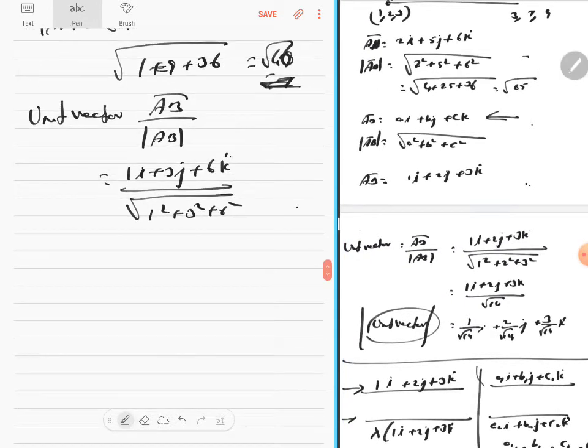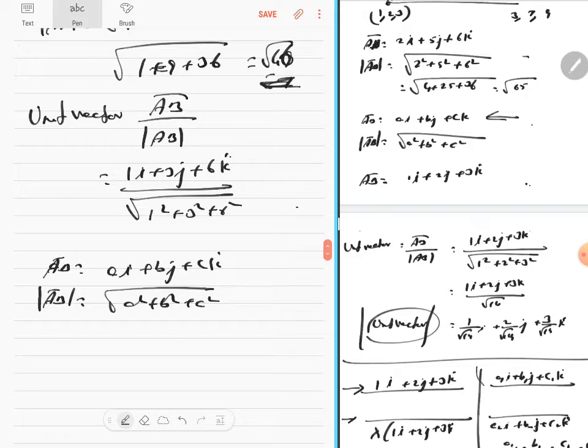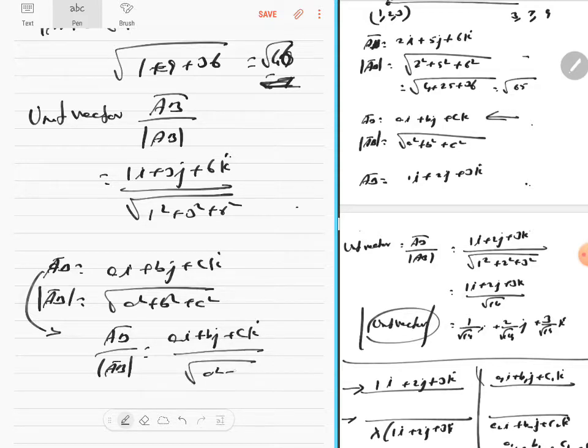In general, suppose the AB vector is a i plus b j plus c k. Then the magnitude of the AB vector is the root of a squared plus b squared plus c squared. To convert this vector into a unit vector, it's the AB vector divided by the magnitude of the AB vector: a i plus b j plus c k divided by the root of a squared plus b squared plus c squared. That's how we convert a vector into its unit vector.